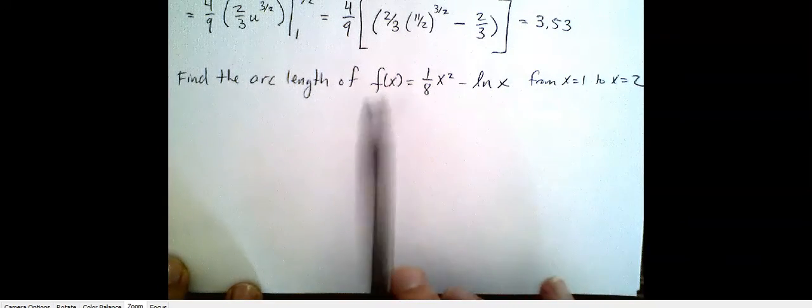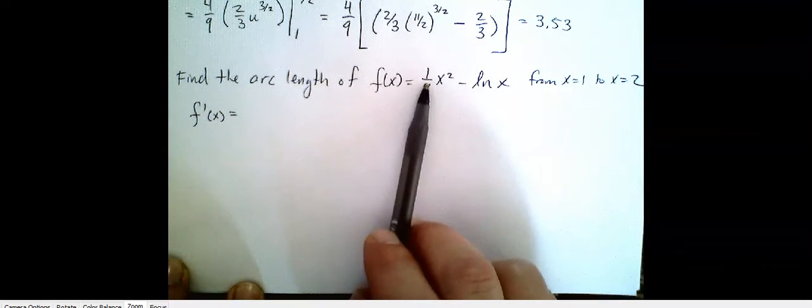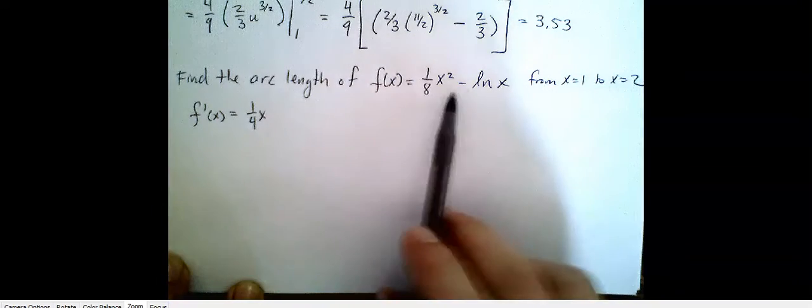All right, so we're going to need to find our derivative first. What is f prime of x? Well, here we'll have 1/8 times 2, which would be 1/4 x, minus the derivative of the natural log, which is 1 over x.